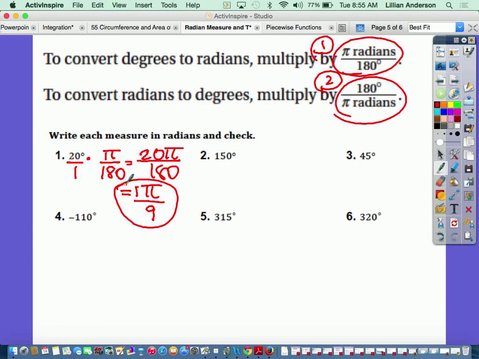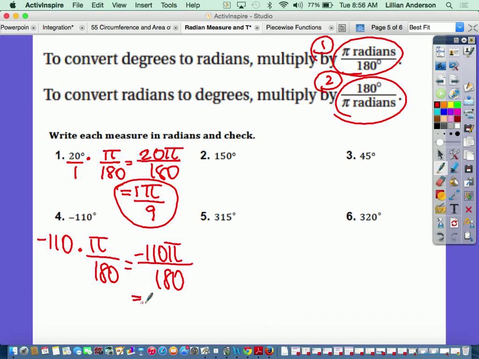Let's do number 4. Negative 110 times what? Pi over 180. So then this gives me negative 110 pi over 180 degrees. Can I reduce that? What number goes into 110 and also 180? 10. So what's 110 divided by 10? Negative 11 pi. And then what's 180 divided by 10? 18. Can I reduce it any further? So then there is your corresponding radian value.